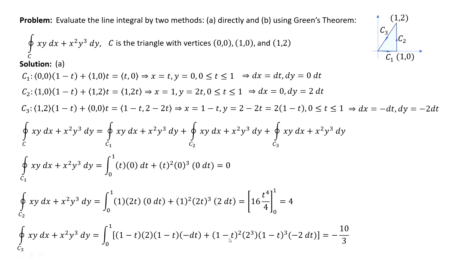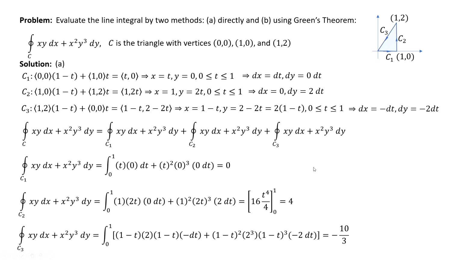Okay, so what happens? This becomes 1 minus t the quantity squared. So maybe use substitution. Similarly, this becomes 1 minus t the quantity to the 5 with some big constant. 2 cubed is 8, 8 times 2 is 16, all kinds of things like that. Okay, evaluate that, and that turns out to be negative 10/3.